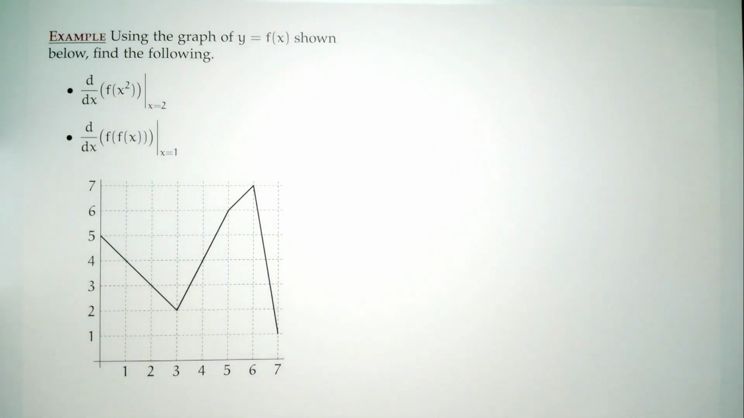So here we go. One last question for today. Using the graph of y equals f of x shown below, find the following. So this is, can you read information from the graph? But the thing is, we only need the graph to tell us things that we need to get out of it. So let's figure out what we need from the graph before we try to understand it too much.